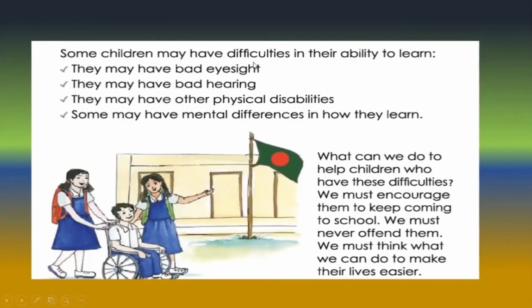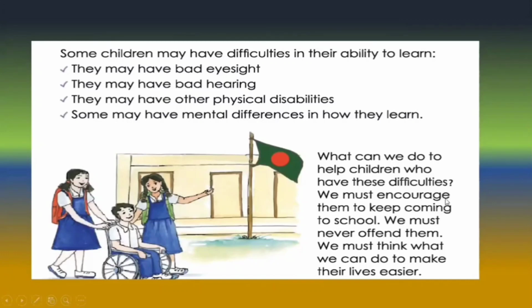Some children may have difficulties in their ability to learn. So what type of difficulties they may have, as we have learned before? They may have bad eyesight. They may have bad hearing. They may have other physical disabilities. And some may have mental differences in how they learn. So what can we do to help children who have these difficulties? Can you guess, students? See, yes, here it is written.